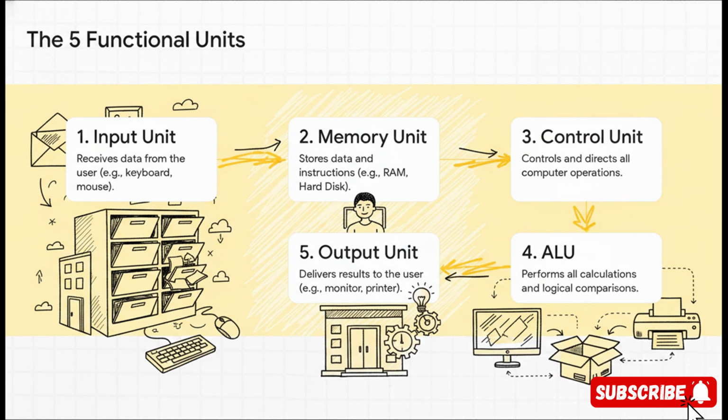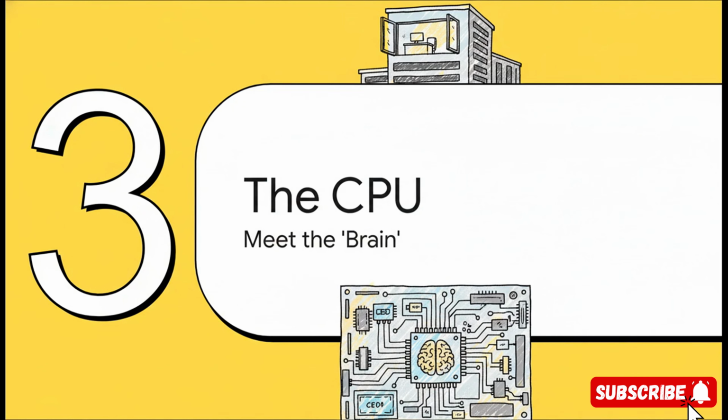First, you've got the input unit. That's the mailroom, where all your clicks and keystrokes come in. Then there's the memory unit, which is basically the building's massive file archive storing all that data. The output unit? That's the shipping department, sending the final results to your screen. And right at the core of the operation, we have the control unit, the manager directing all the traffic, and the ALU, the expert who does all the number crunching. These last two are so important, they actually work together in the executive suite. And that's exactly where we're headed now, straight to the top floor, to that executive suite.